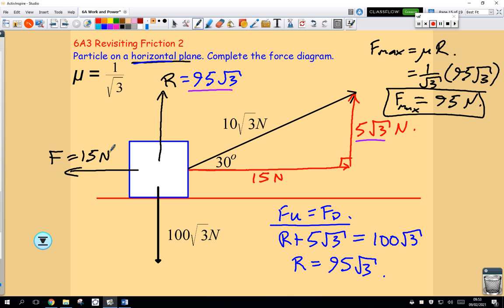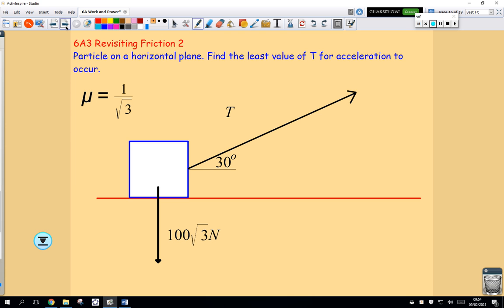15 newtons. It can get up to 95 if I increase that tension. Well, the up component and the horizontal component will increase. Once this horizontal component increases, that's going to increase friction until such a time that friction can no longer increase, and that's the point at which we will get acceleration. Which takes us on to our next question: find the least value of tension here for acceleration to occur.